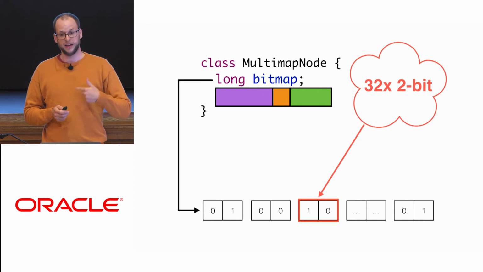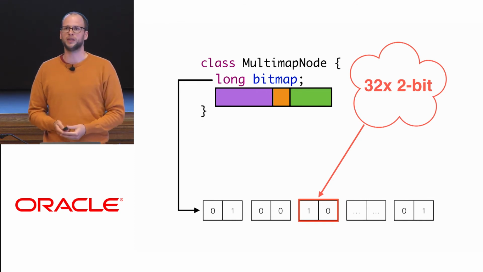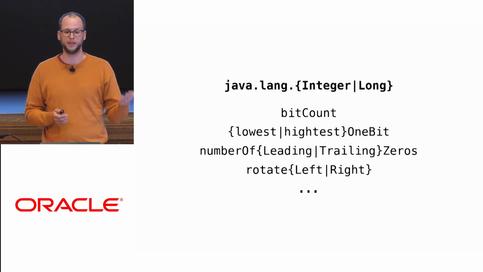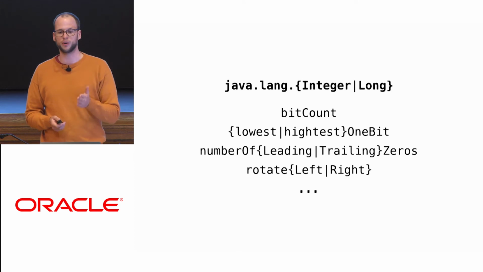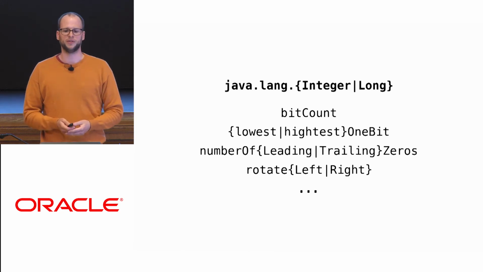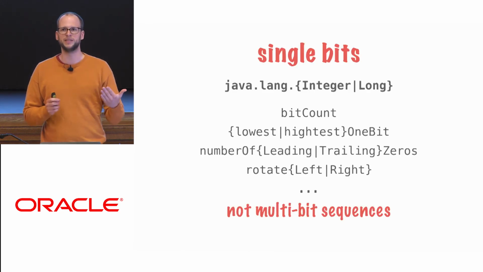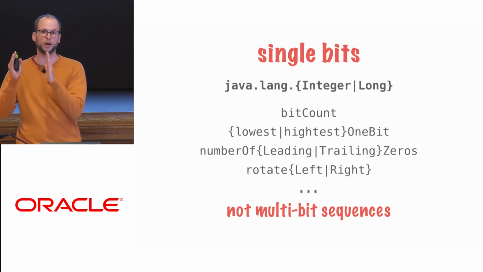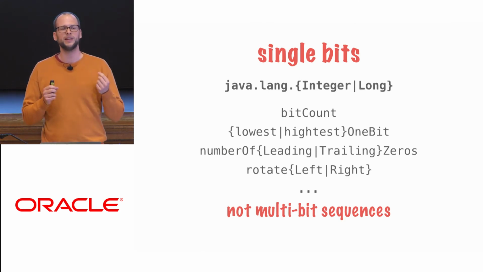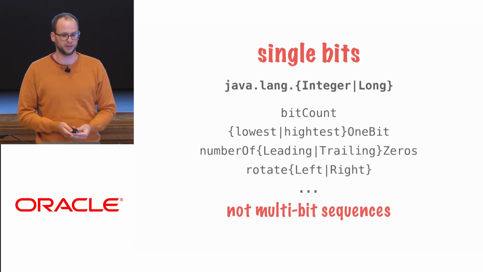If we have a look at what the JDK, for example, has to offer us in terms of bit twiddling operations, we find that there's already a lot. That's present, for example, in the integer and long data types with operations like bit count, etc. But all of these operations just assume single bits. They don't have any kind of awareness of these longer bit sequences, and that actually makes it more painful to develop such data structures.